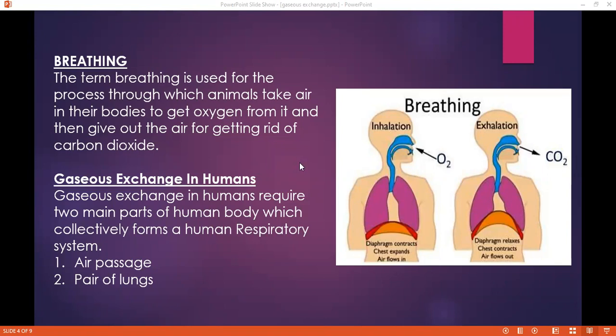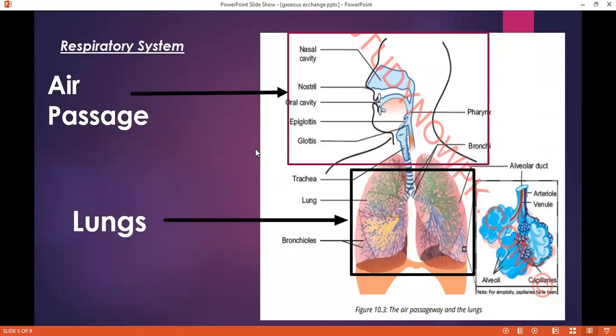Gaseous exchange in humans requires two main parts of the human body which collectively form our human respiratory system. This is your air passage and these are the lungs. The air passage is shown here in the dark maroon colored box and the lungs are below your air passage.